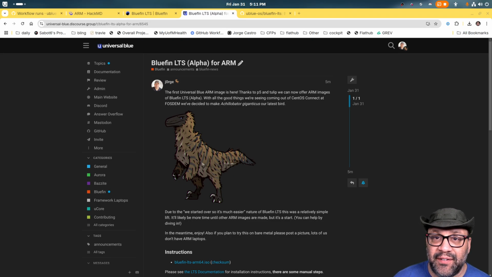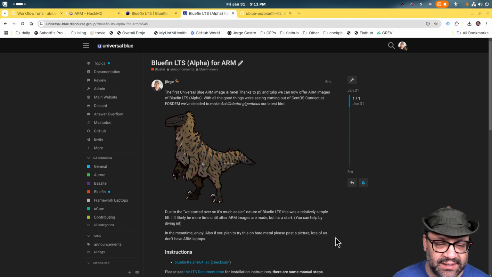Thanks to a P5 and Tulip, we got arm builds up for the first time ever. And the first image that we were able to do this on was Bluefin LTS, which is an alpha. And since that image started from scratch, the build system and things like that are much simpler. So it was much easier for them to add arm. So we don't yet have arm builds for all the other Universal Blue images, but that's only a matter of time. And you could really help us out if you're interested in that.